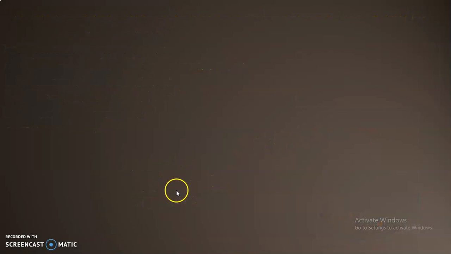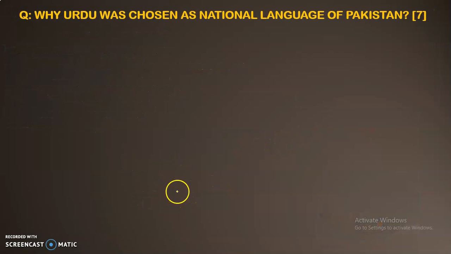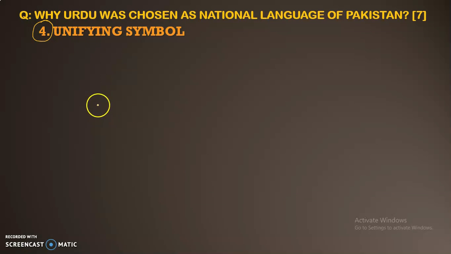Moving towards the last paragraph, that is the fourth paragraph of this question. Let's see what point we have over here. That is the unifying symbol, meaning Urdu as a unifying force. The first point we have over here is Jinnah, meaning Qaid-e-Azam. He was particularly keen to promote Urdu as he saw it as a unifying force. Let me add one point over here: because Jinnah thought it to be a unifying force, he was very much willing to make Urdu the national language.